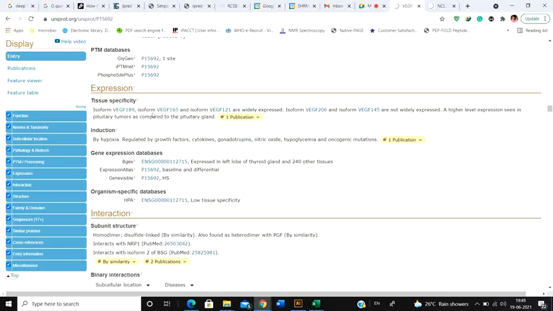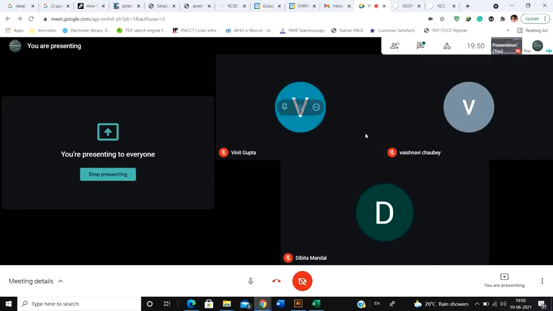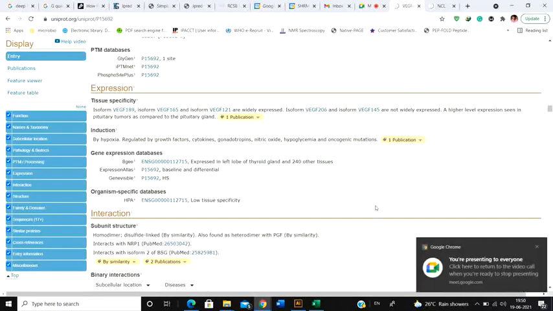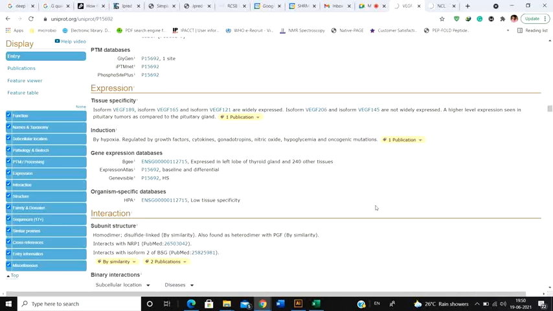Okay, so in case of your VEGF, now sometimes a particular protein has multiple isoforms. Now can anyone say why a particular protein has multiple isoforms? And what are isoforms actually? First, just simply tell me what are isoforms. Come on. Any answer?